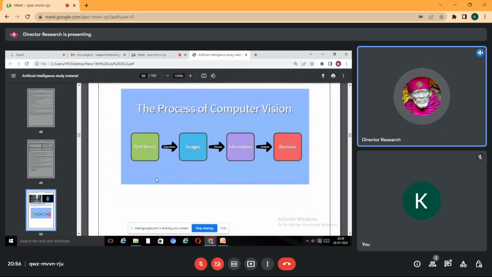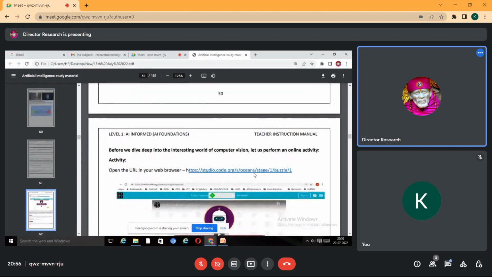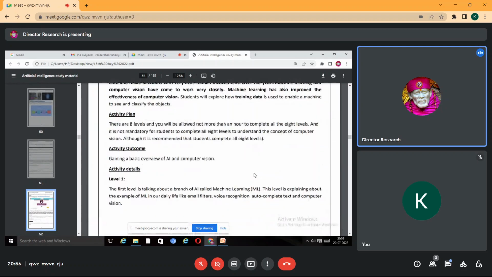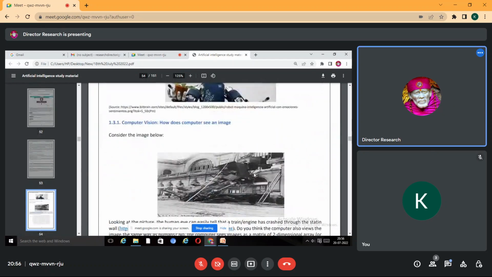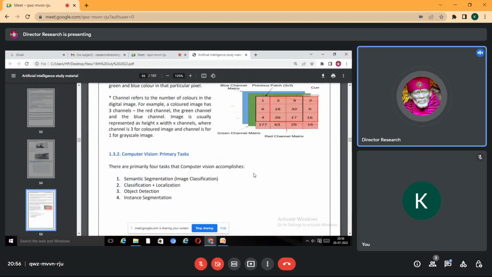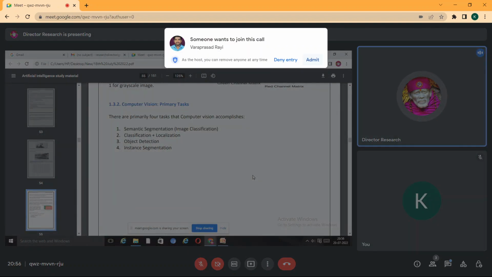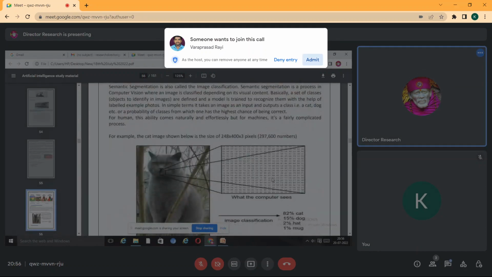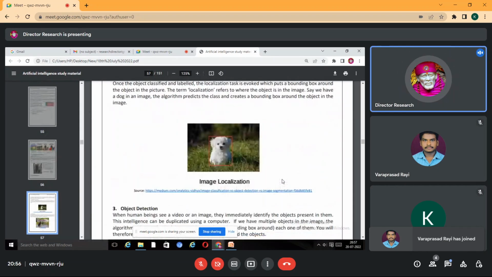The process of computer vision: real world image information decision. Activity plan, activity outcome, activity details. Computer vision: how does a computer see an image? Computer vision primary tasks: semantic segmentation, classification plus localization, object detection, instance segmentation. Semantic segmentation, classification, localization.